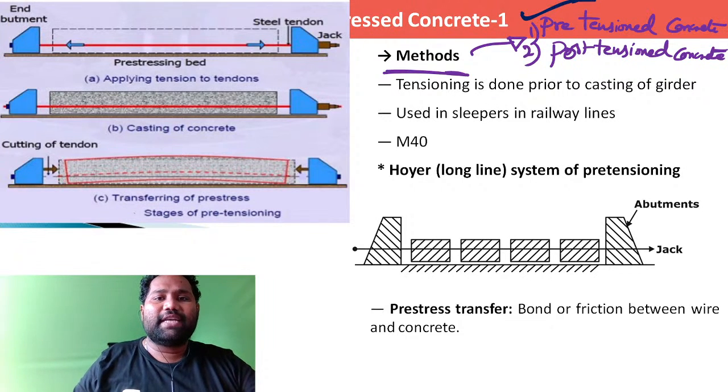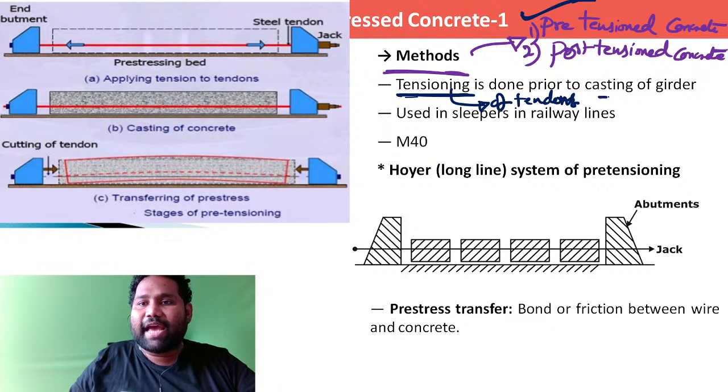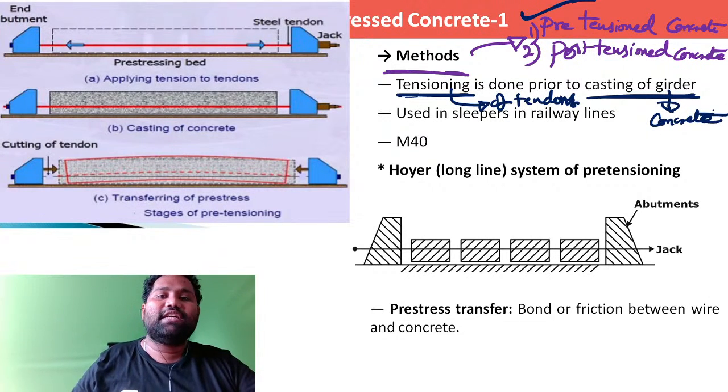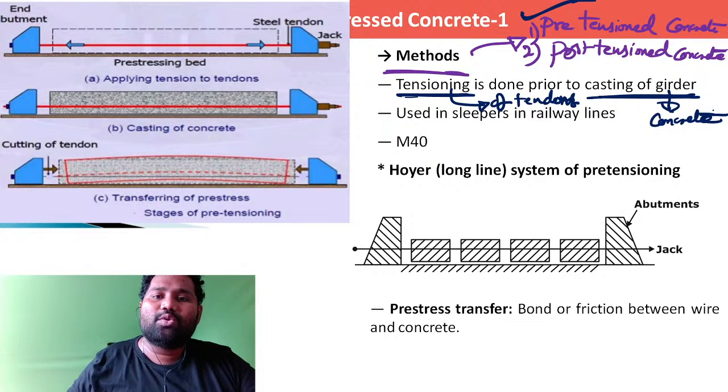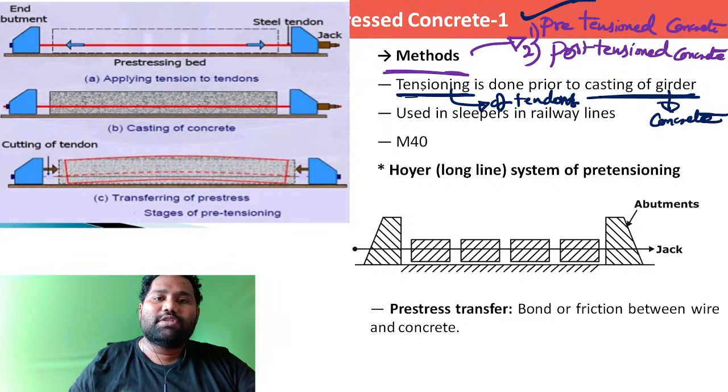So what is this pre-tensioned concrete? In this one, tensioning of tendons is done prior to casting of concrete itself. So if we are able to tension the tendons prior to casting of concrete, that method is nothing but pre-tensioned concrete. Where will we use this method of pre-tensioned concrete, brother?